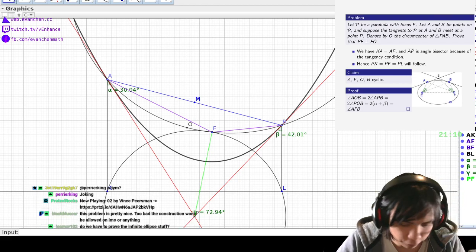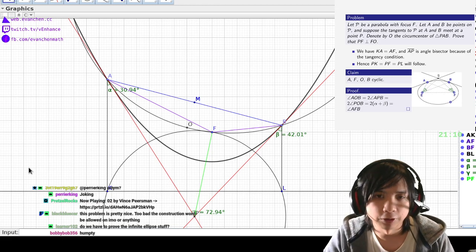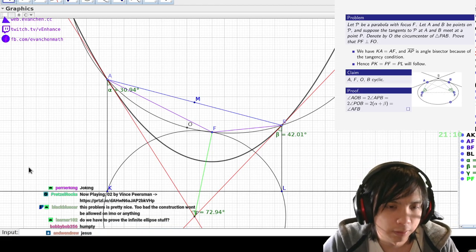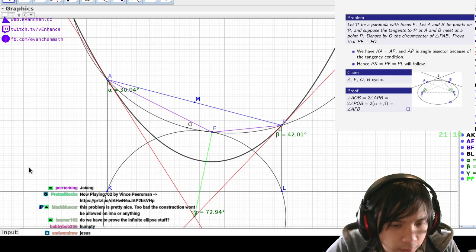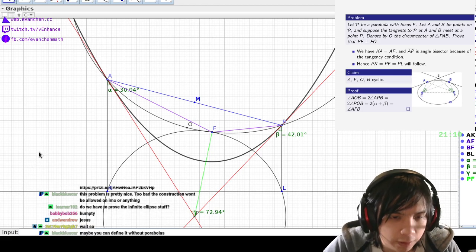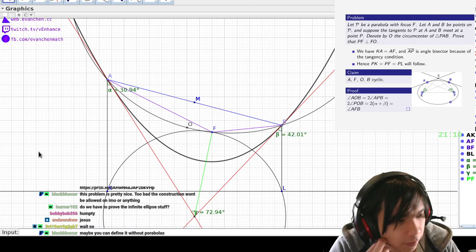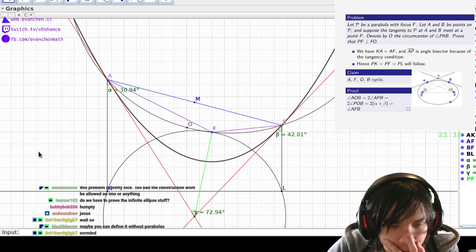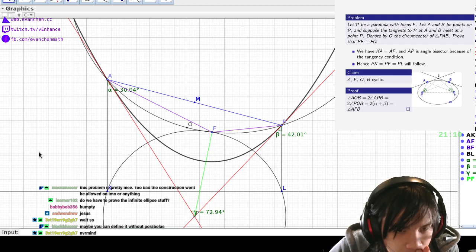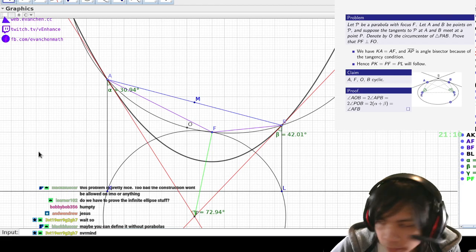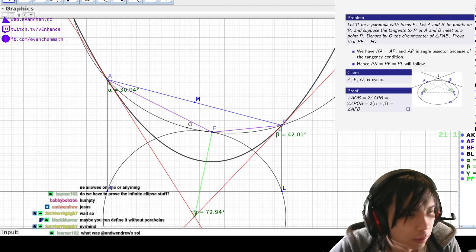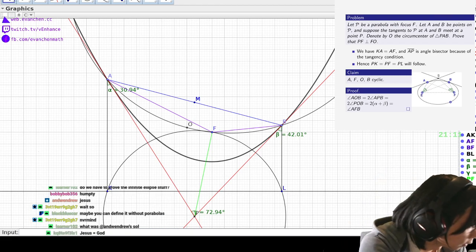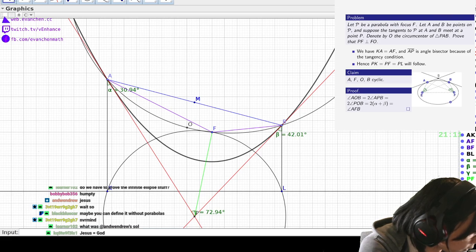Okay, do I have to prove the infinite ellipse stuff? I imagine what you can do is take the proof of the statement for the ellipse and work it so that you translate it into a proof for the parabola. I haven't actually thought about exactly how you do this, but, yeah, did I miss something?